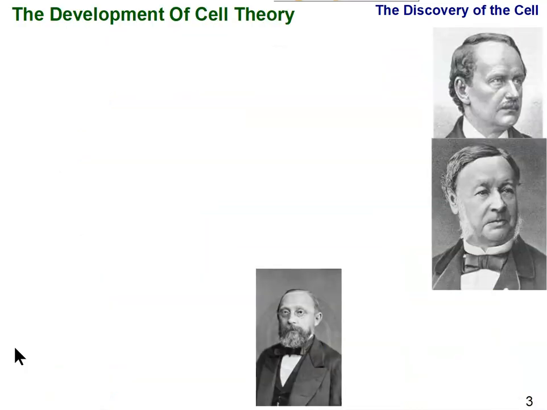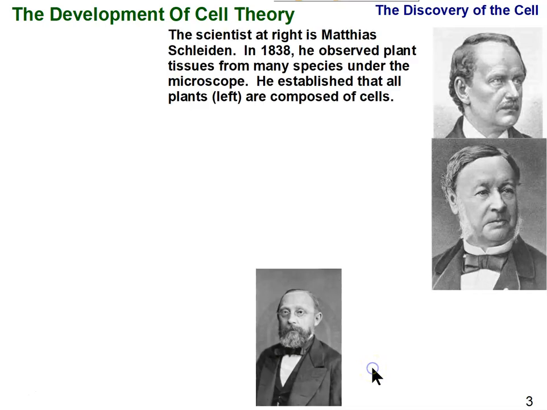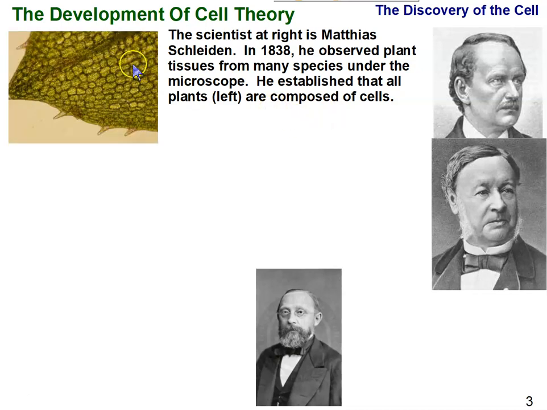Here we're looking at the development of cell theory. And cell theory is a relatively simple concept, but it took the work of these 3 scientists to come up with the idea. So the scientist on the right is Matthias Schleiden. In 1838, he was observing plant tissue under the microscope, and he collected samples from a lot of different plants.